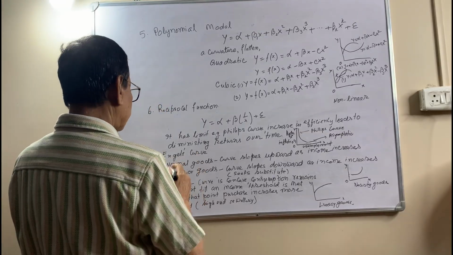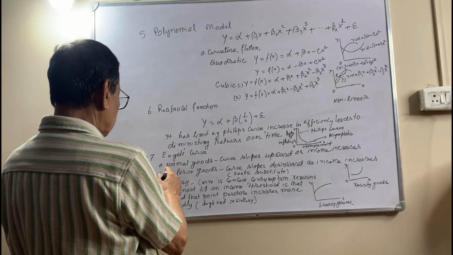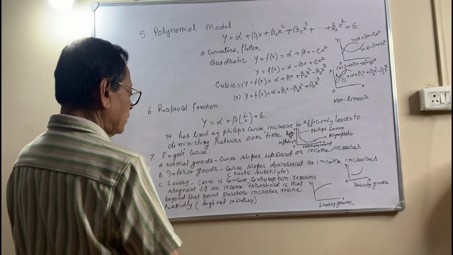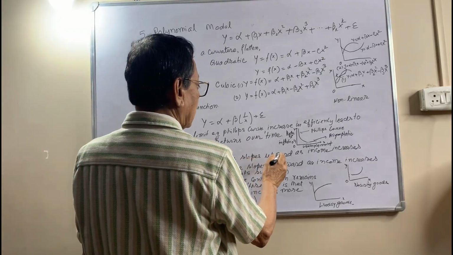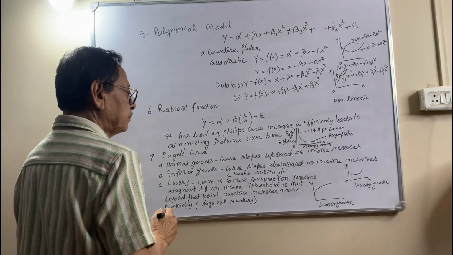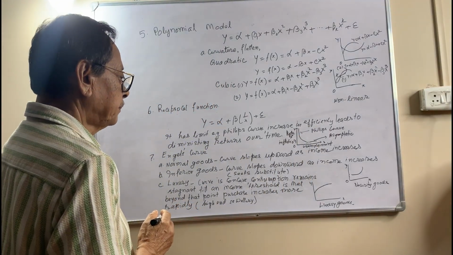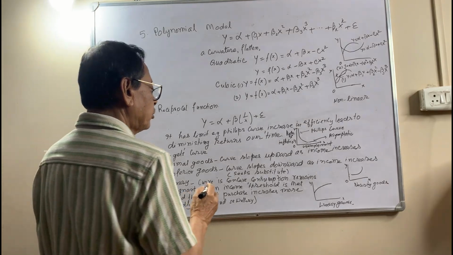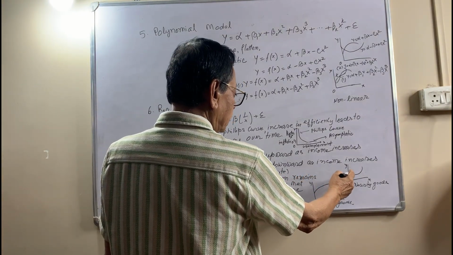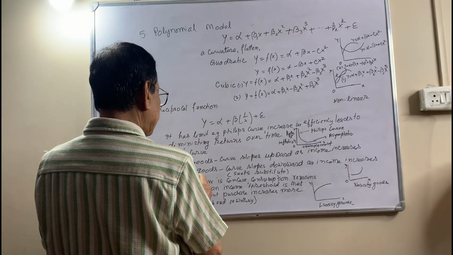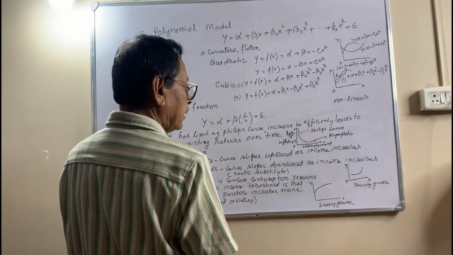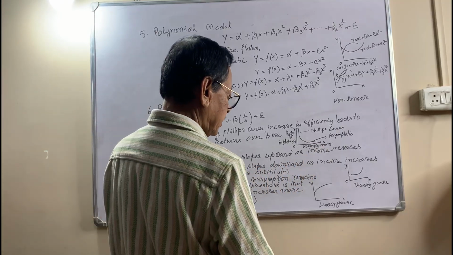Then Engel's curve. So generally 3 types. The normal goods curve slopes upward as income increases. So when income increases, the curve will slope upward, generally of this type. Then the inferior goods curve slopes downward as income increases.